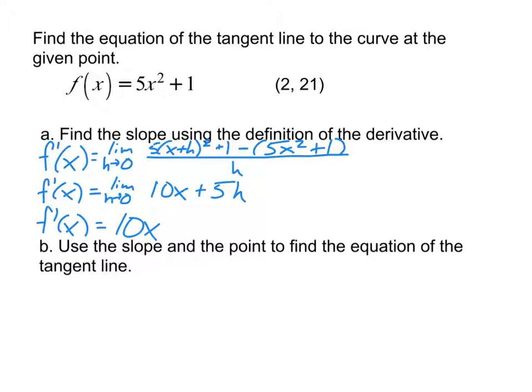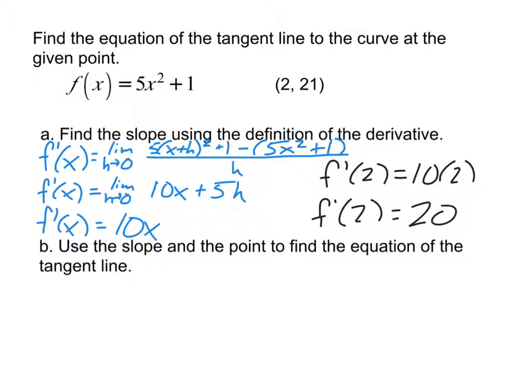But of course, we're actually looking for the slope at that particular point. Remember, we're looking for what's happening at 2. So then I'm going to go ahead and figure out what is f prime of 2. And so that means I'm going to do 10 times 2, which means that f prime of 2, the number that I've been looking for here, equals 20. That is the slope of our tangent line right there. Because remember, derivative means slope of the tangent line.